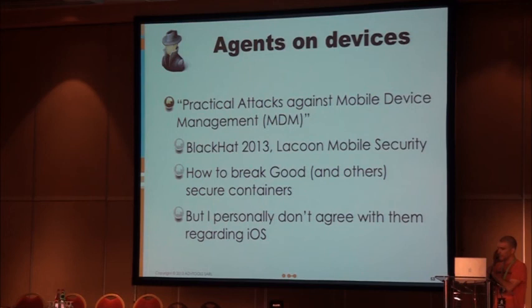Okay, I will not talk a lot about agents on devices. You can find information on the internet. There was a presentation this year at Black Hat by Lacoon, which is practical attacks against mobile device management, and it was on the agent, how to break the secure container. I think it's why Vim said this morning that Good is broken. For Android, I agree, but for iOS, in my point of view today, it's not exploitable, because you have to jailbreak or use something similar to a jailbreak, and when you jailbreak today, you have to reboot the device, and if you reboot the device, everything which is in memory is lost. So they discovered the keys in memory, but in my point of view, it's not exploitable. It's exploitable on Android.